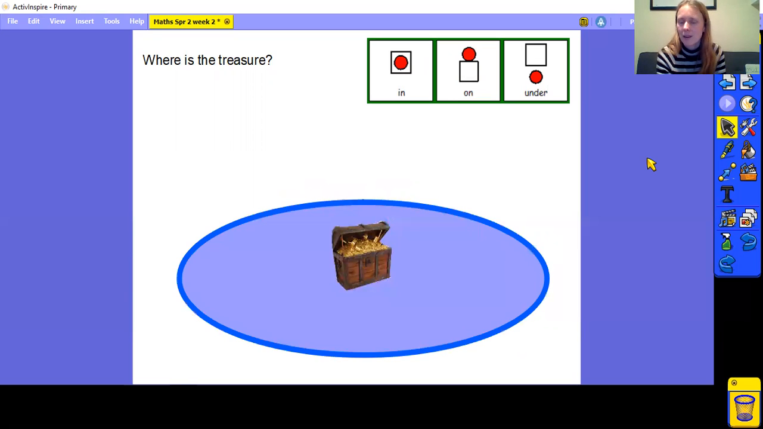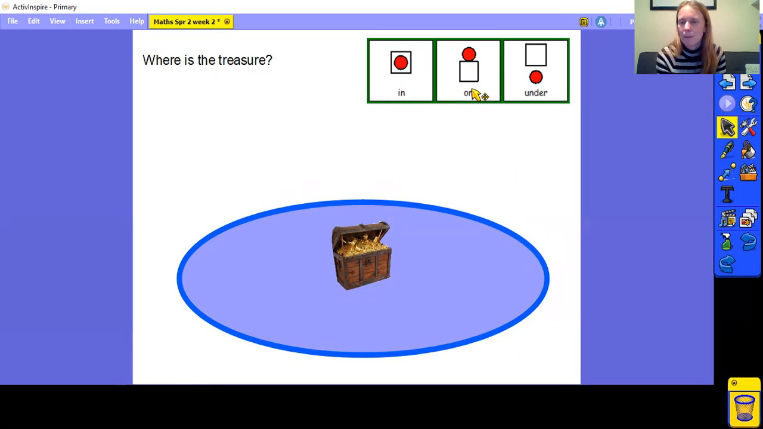What about this time? This one's a little bit trickier. Here is a pond. The treasure, is it in the pond? Is it on the pond? Or is it under the pond? That is a tricky one.